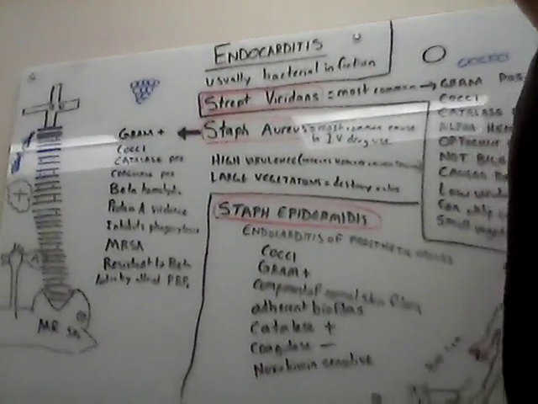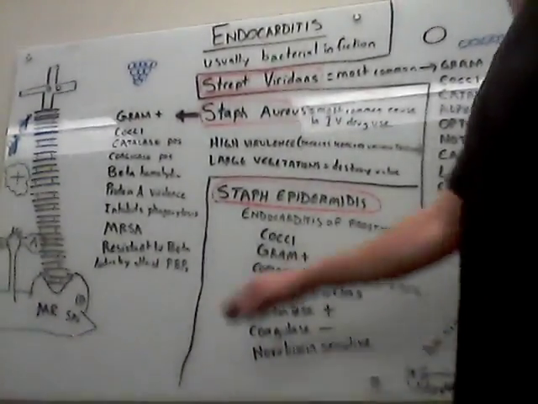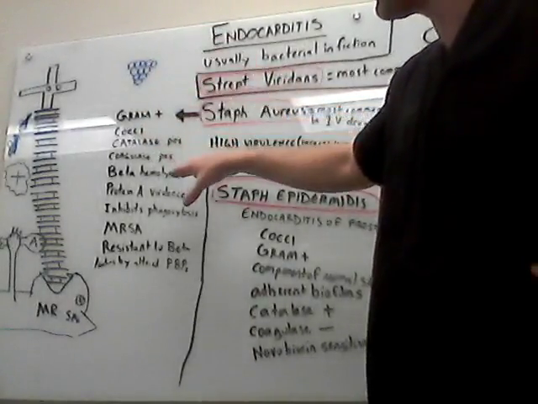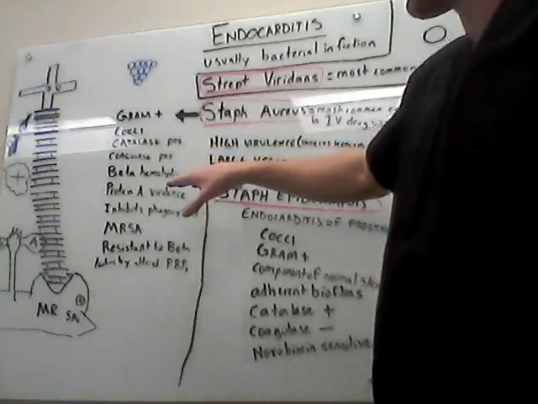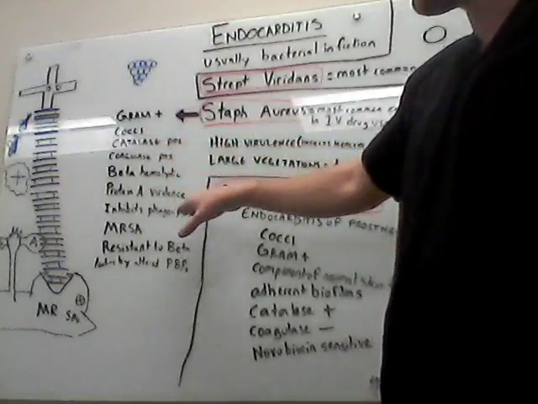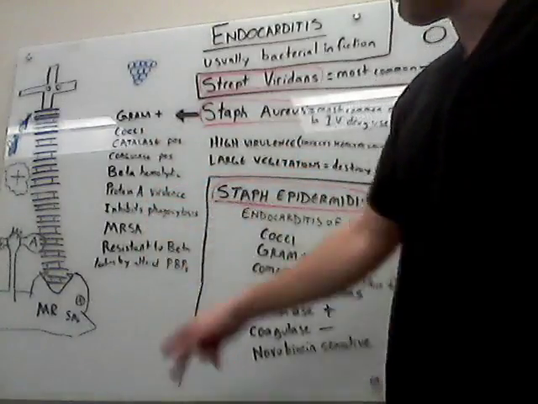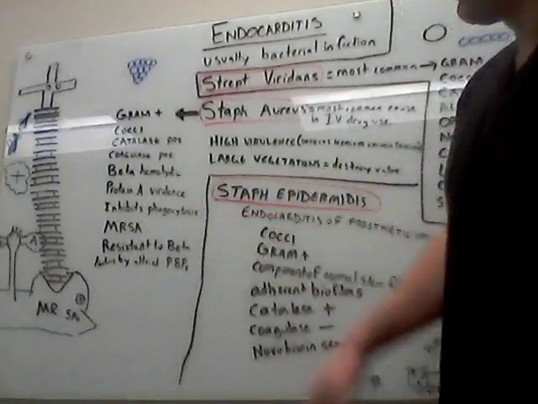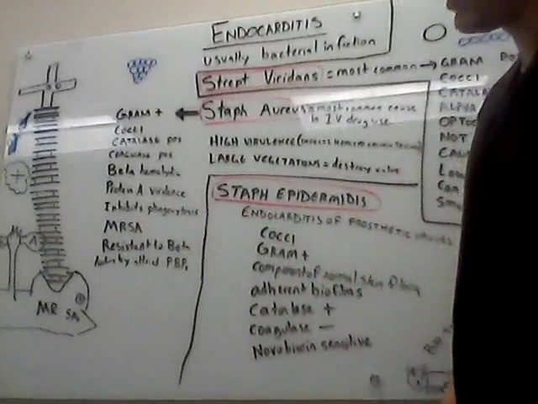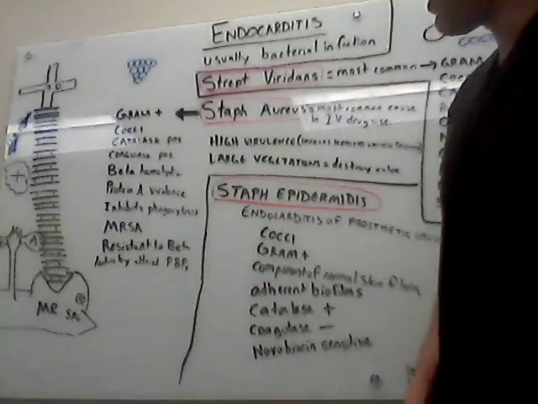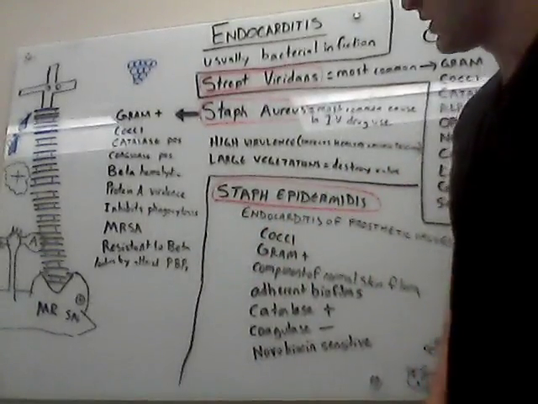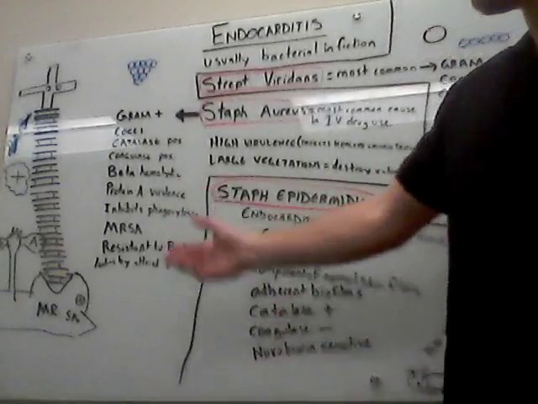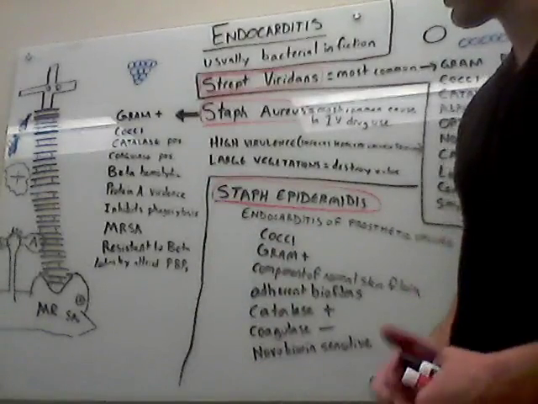And so for this image, I created an image to try to help you remember it. But here are the things about it. It's gram-positive, it's a cocci, catalase positive, coagulase positive, beta hemolytic, that's the bad one. Protein A virulence, inhibits phagocytosis. It's involved in methicillin-resistant Staphylococcus aureus, or MRSA, that's the one you're thinking of here. In other words, it's resistant to methicillin, which is a penicillin drug. Resistant to beta-lactams by altered penicillin binding proteins. So it has altered its penicillin binding proteins, and that's how it's resistant to methicillin, which is a penicillin drug.